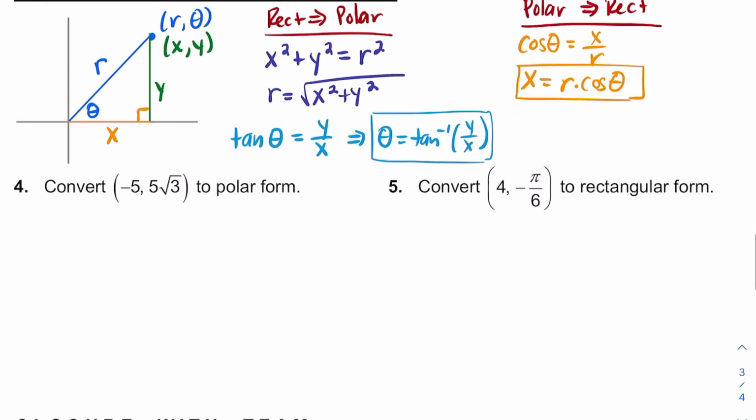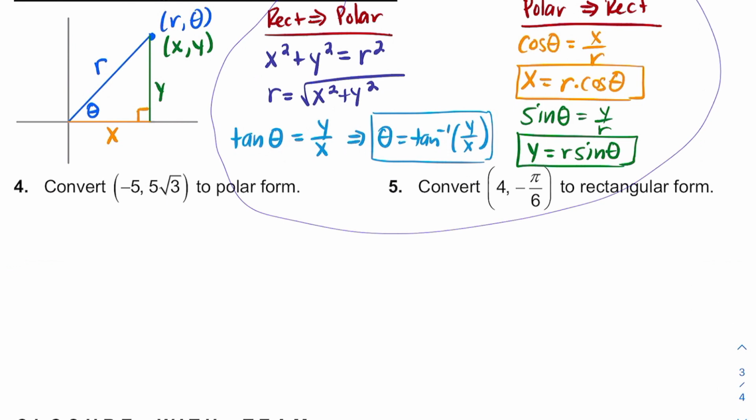Next up for y, that is opposite and hypotenuse, so that is sine. That makes the sine of theta equal to y over r. Multiply by r, solve for y. That gives us that y is equal to r times the sine of theta, or we'll sometimes just shorten it to say r sine theta. So let's look at how this works for both directions. And I'm going to shrink these just a little bit.